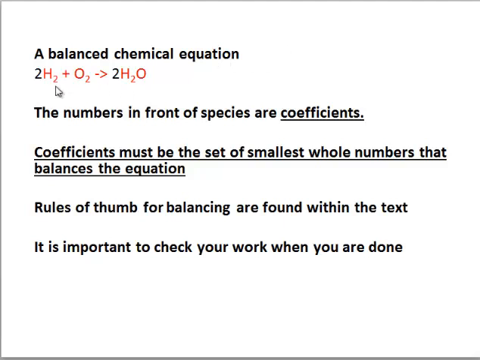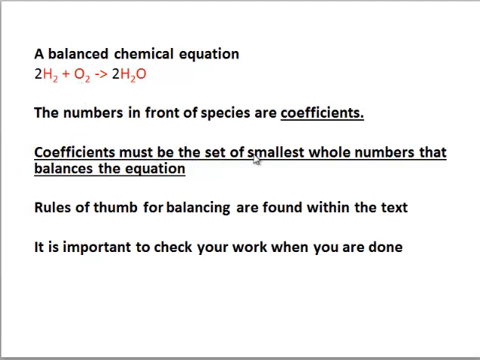For example, here is a balanced chemical equation for the reaction of hydrogen and oxygen to make water. 2 H2 react with 1 O2 to produce 2 H2O molecules. The numbers in front of the species are coefficients, and notice now there are 4 hydrogens before, 4 hydrogens after, 2 oxygens before, 2 oxygens after. Note also that we had to write H2 and O2 as molecules, as discussed in Unit 2.